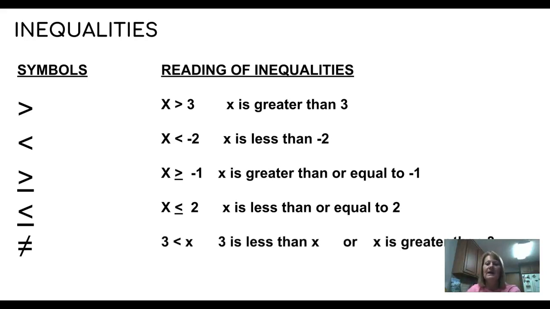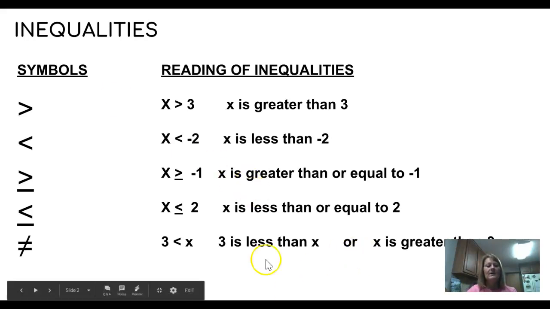And the other one is that if your variable is switched around, in this case you would read it 3 is less than x. I prefer, if it's written this way, to go ahead and read from the variable. And so we would read it as x is greater than 3. And I think for most people that makes more sense than 3 is less than x. But you can read it either way.